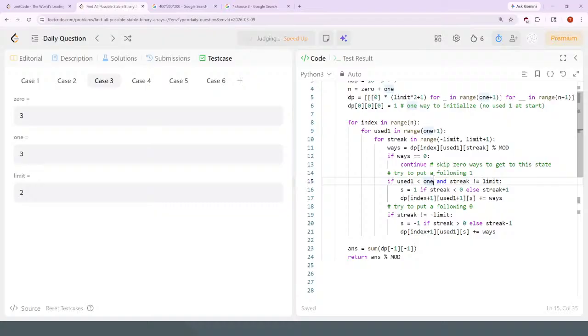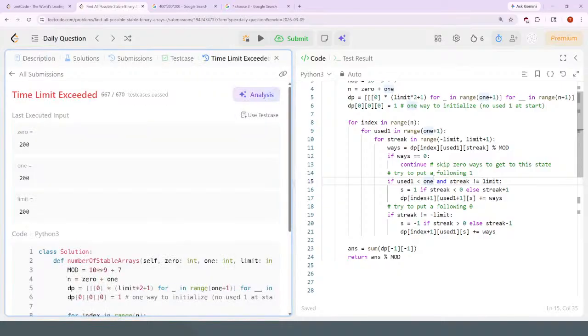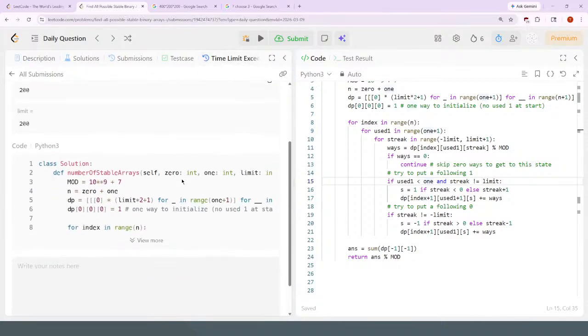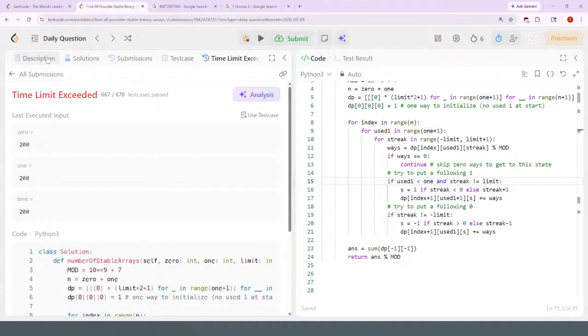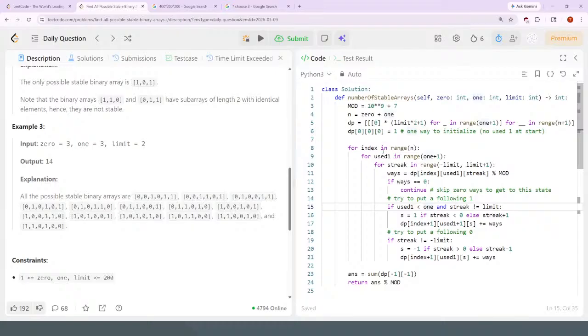Looks like it's too slow. Don't think it went infinite. Yeah, it's just too slow. Shucks. Alright. I guess that's going to be a wrap for tonight. I'll try to think about it.